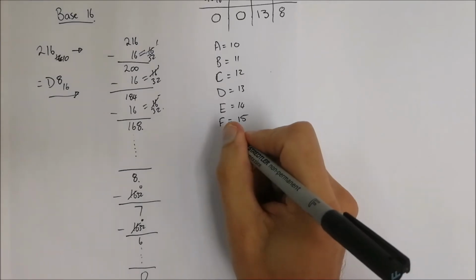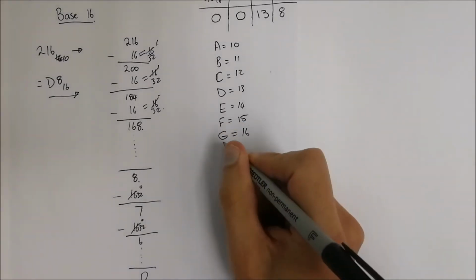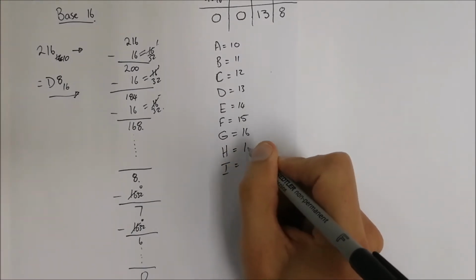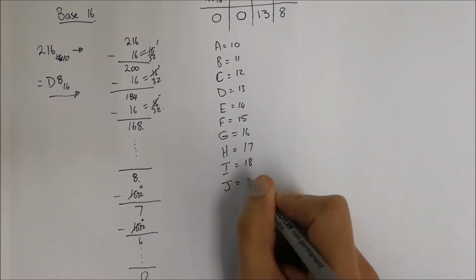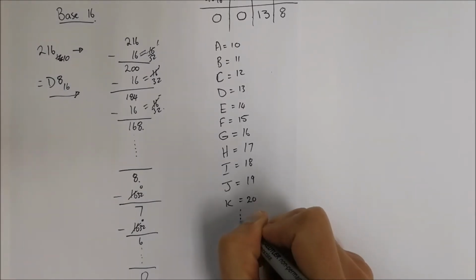For example, G will be equal to 16, then H, I, J, K, etc.